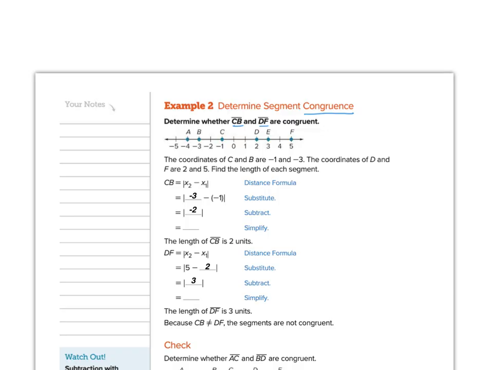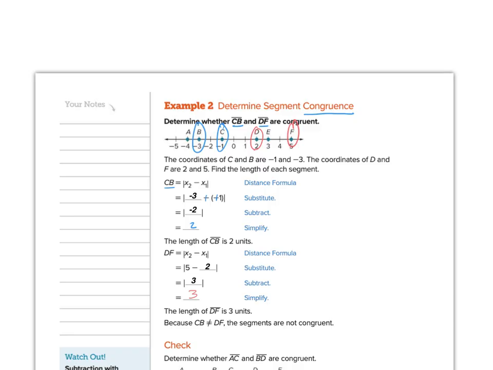So they took in the values of C and B and they said, hey, I have -3 minus -1, which is going to be plus. So -3 plus 1 is -2. The absolute value of -2 is 2. Doing the same thing with DF, looking at it, DF looks like 3. But -5 minus 2 is -7... the absolute value is 3. So yes, they are not congruent.